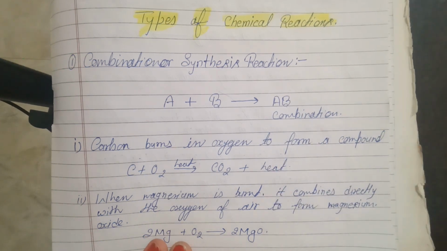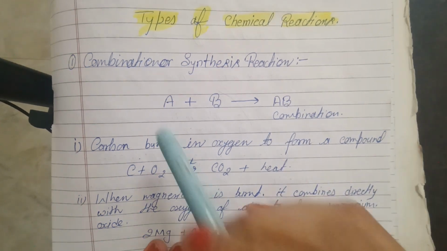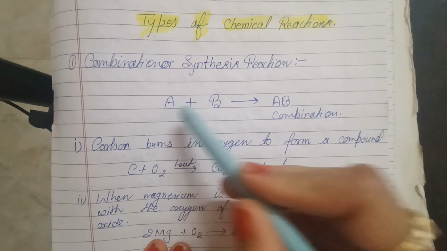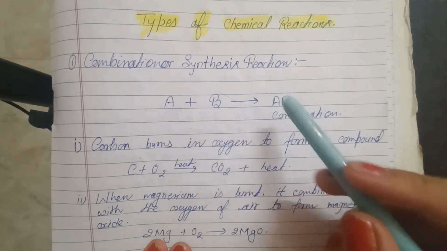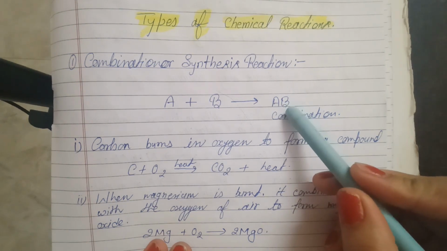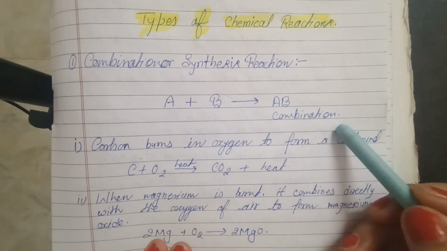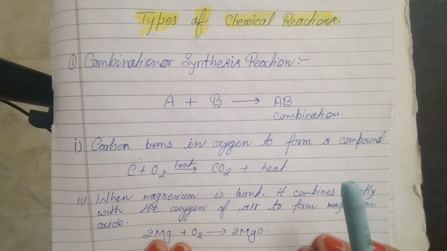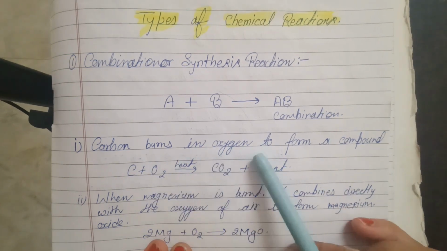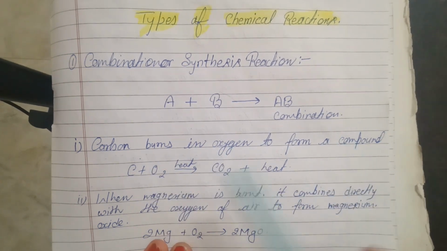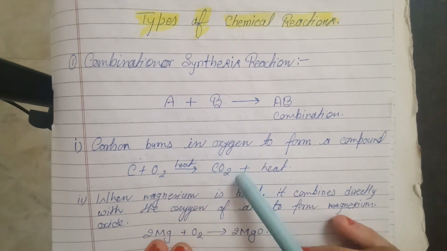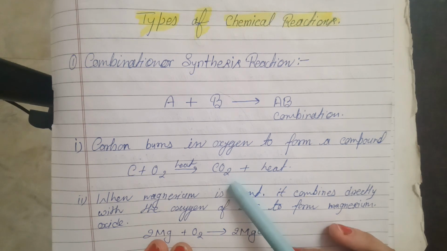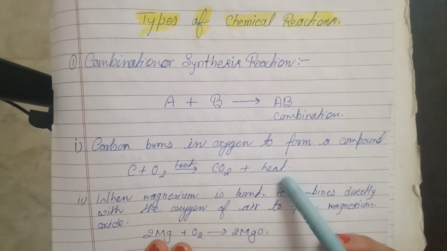Generally a combination reaction is represented like this: A is one element and B is another one. When they react together and combine, this is known as a combination reaction. What are the examples? First, carbon burns in oxygen to form a compound. Carbon plus O2, in presence of heat, converts into CO2, carbon dioxide, and it releases heat also.